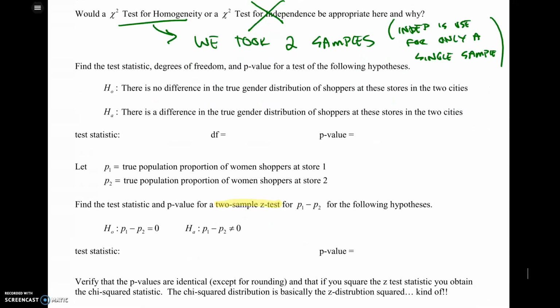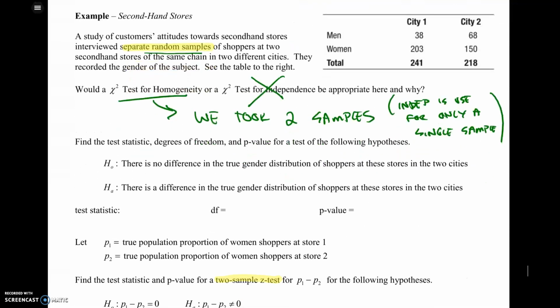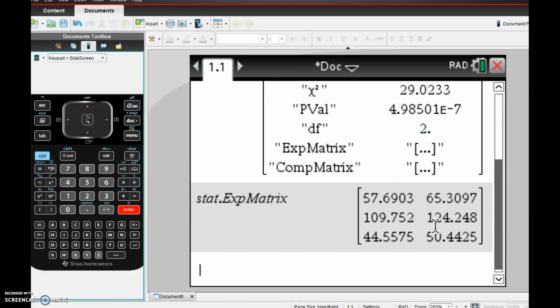Find the test statistic, degrees of freedom, and p-value for the following hypotheses. There is no difference in the true gender distribution of shoppers at the stores in these two cities, versus there is a difference in the gender distribution of shoppers at these cities. So basically, just write down these values. So let's just run the chi-squared test for homogeneity here.